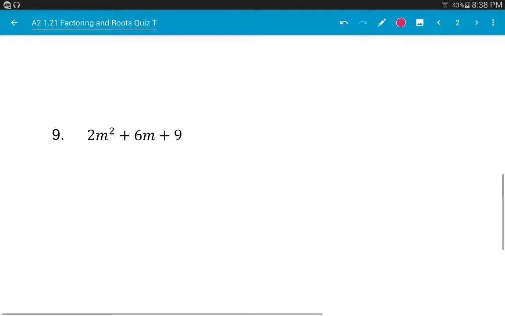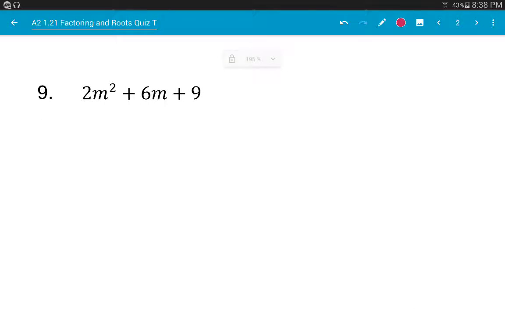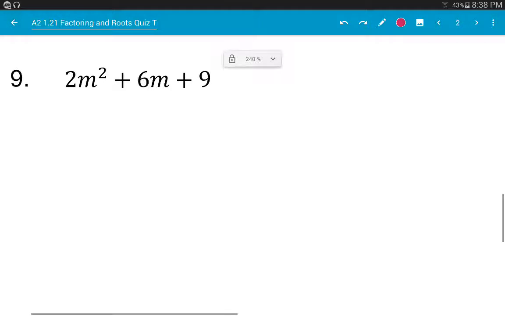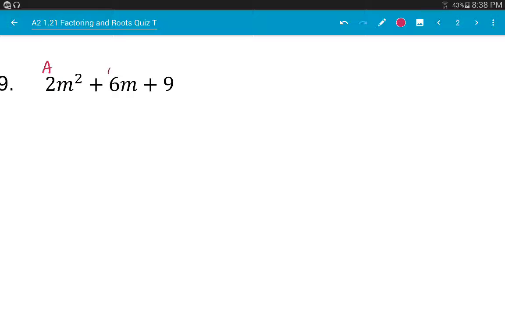Question 9. I look for a GCF. Nope, there isn't one. Okay, and it's got 3 terms. It's got a number on the front, so that messes it up. I can't just do add and multiply factoring, double bubble. Can't do that. So what I'm going to do is these are A, B, and C.